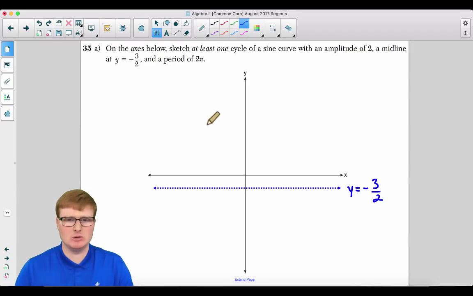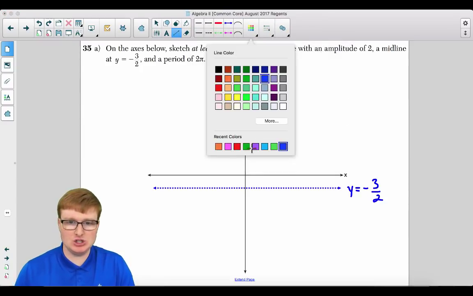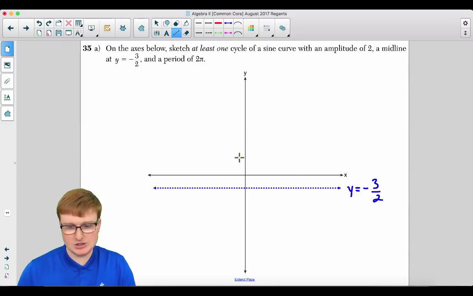Now the amplitude is 2. So the amplitude, I'm going to give this a different color here. The amplitude is going to be 2. That means we take -3/2 plus 2. That's actually just going to be 1/2. So 1/2 could be up here.